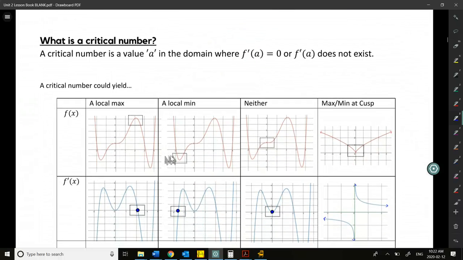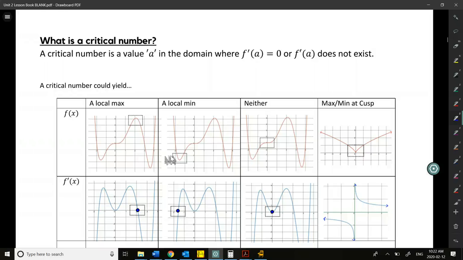Okay, so increasing and decreasing is something that we're going to be exploring this chapter. We're also going to be exploring things called critical numbers. Critical numbers are going to be some value that is in the domain of your function f at x, where your first derivative at that value, so f prime at your a value, is either equal to 0 or does not exist. Okay, so we're going to look at a couple examples here.